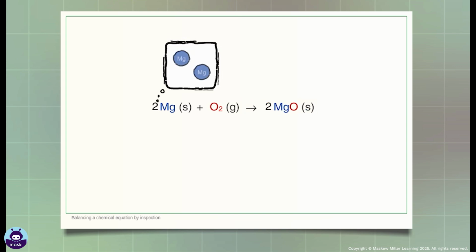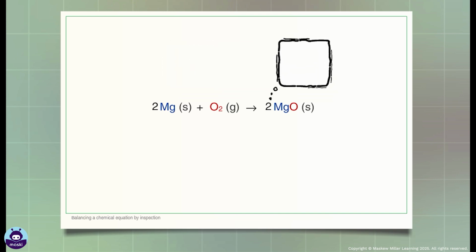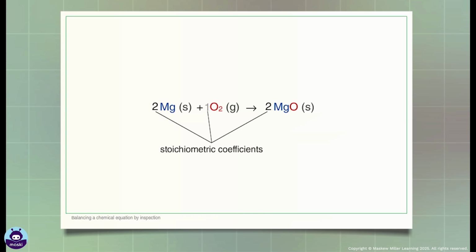Here the two Mg atoms are represented by the 2 in front of the chemical formula for magnesium. The number 1 in front of the O2 molecule is not written, but is assumed to be there. These numbers are called stoichiometric coefficients. This is the balanced chemical equation for the reaction. Let us take a more complex example to understand this method better.